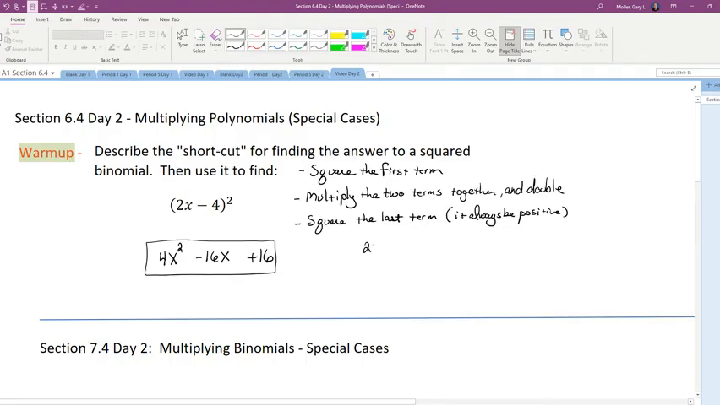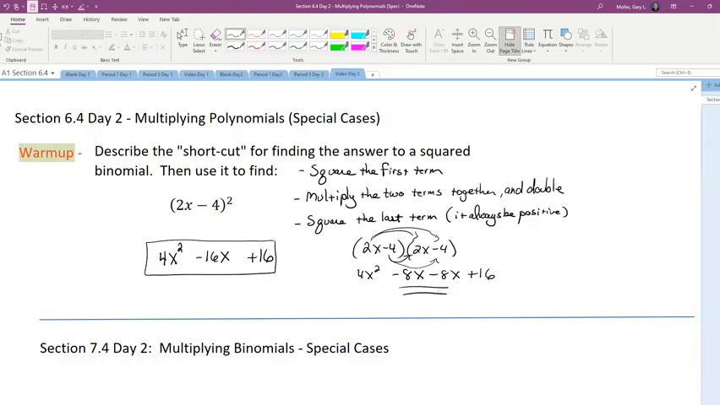Let's just check it real quick just to see that it is in fact working. And I do 2x times 2x is 4x squared. 2x times -4 is -8x. -4 times 2x is another -8x. And -4 and -4 makes positive 16. And I get -8x. There's 2 of them, so -8x doubled is -16x. All right. That is special case number 1. Hopefully, we are good to go.